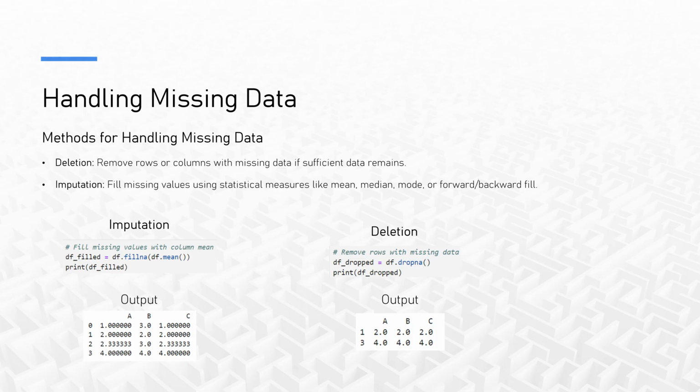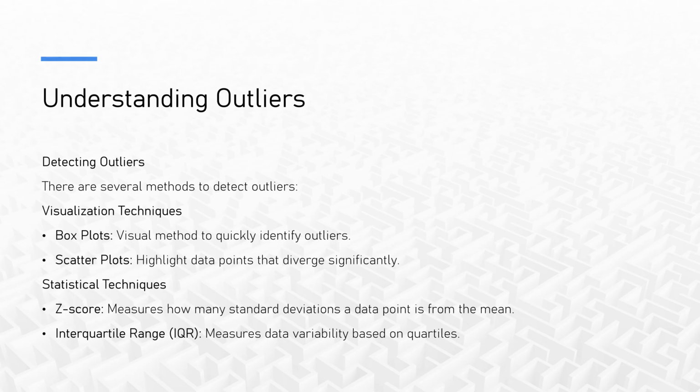Now let's talk about outliers. Outliers are data points that are very different from the rest of the dataset. They can happen for lots of reasons. Maybe a measurement error, maybe natural variation, or sometimes even rare and extraordinary events. The key thing is that outliers can have a big impact on statistical analysis and machine learning models, so detecting them is really important.